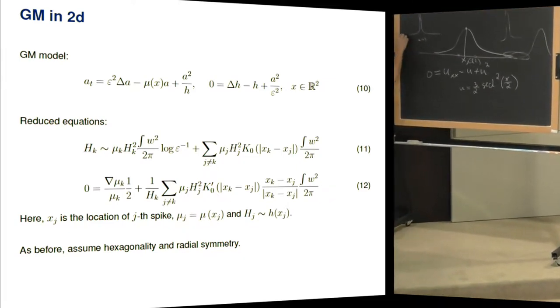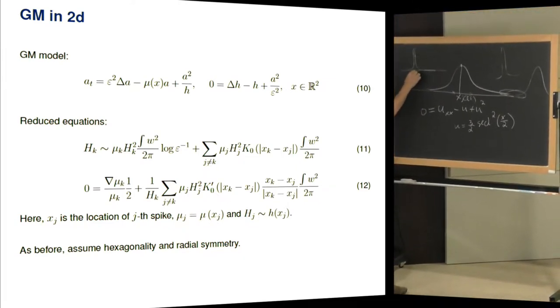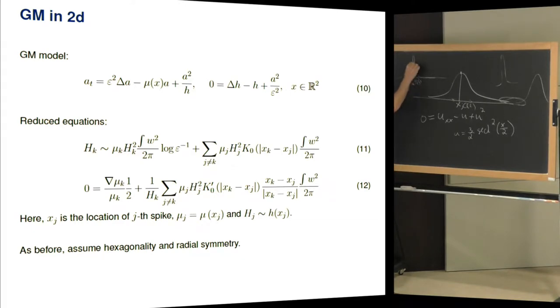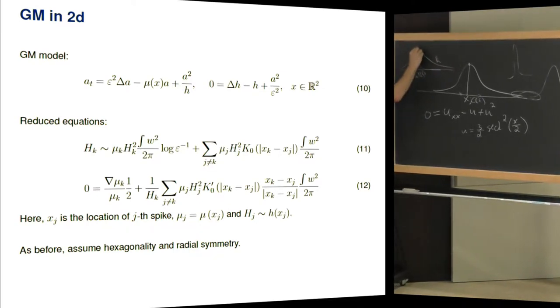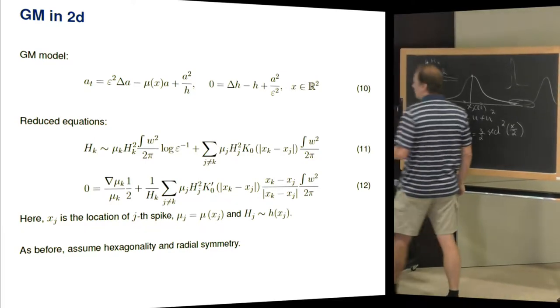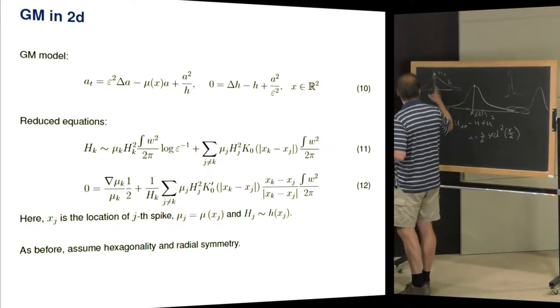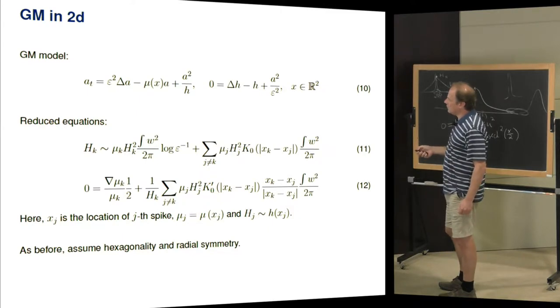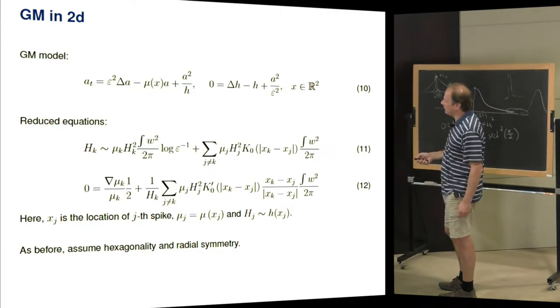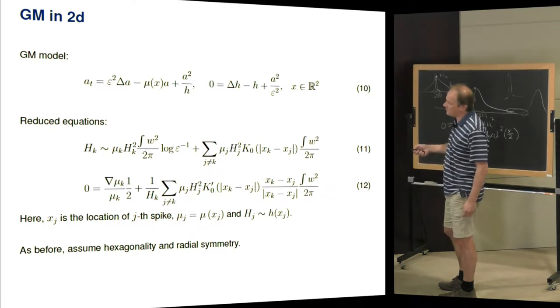Okay. And the extent here is of order epsilon. And H looks something like this, at least in one dimension. And this is H. And so the height here is what I call HK, and the location of the spike is what I call XK. So in this system, we have to solve for both the heights and the locations. These equations here are the equations for the heights, and these equations are for the locations. They are fully coupled to each other.